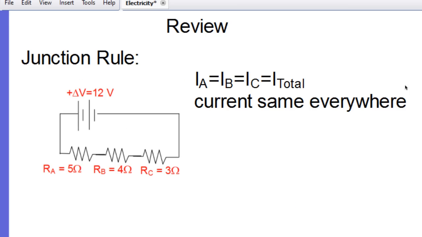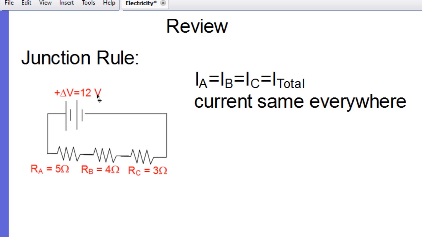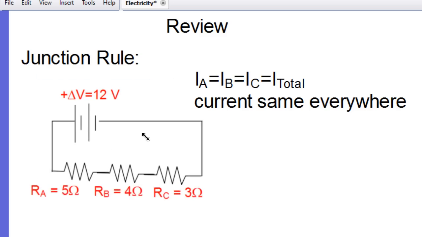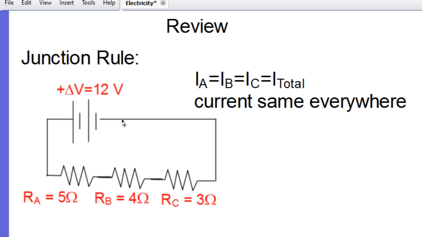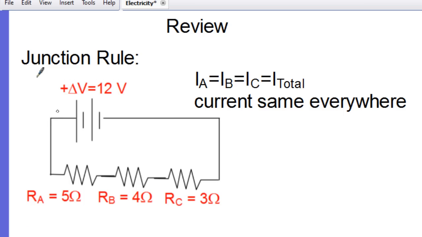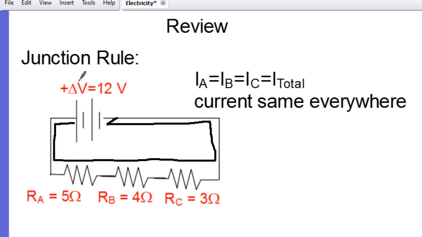The second big rule that we used to help us out when we got more than one resistor is called the junction rule. And it says, well, hey, if you trace the path of the current, the total amount of current has to stay the same. So if the current splits, so there's right and there's left, the total still has to equal the total.